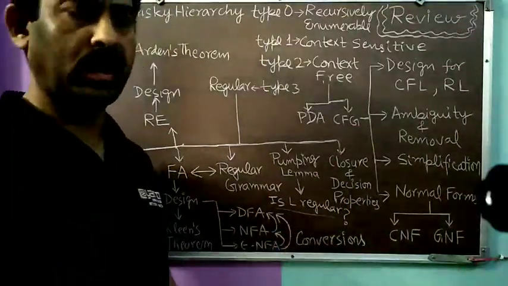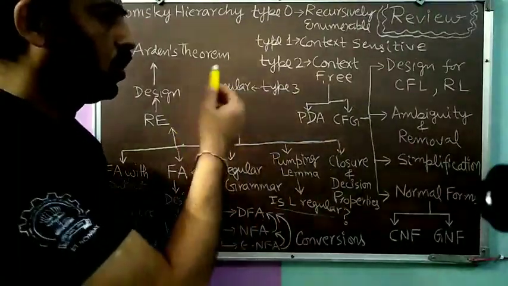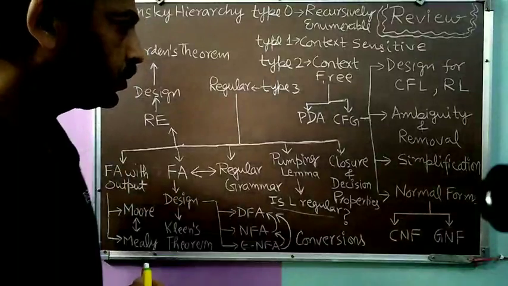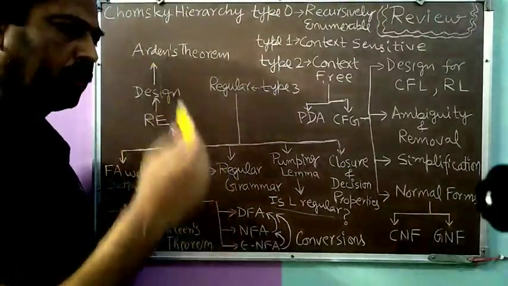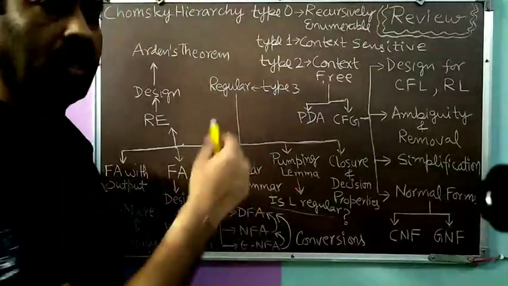So these are the important decision properties of the regular languages. So this was all about our discussion of regular languages. Then one more important topic was the Myhill-Nerode theorem, which we have also discussed.